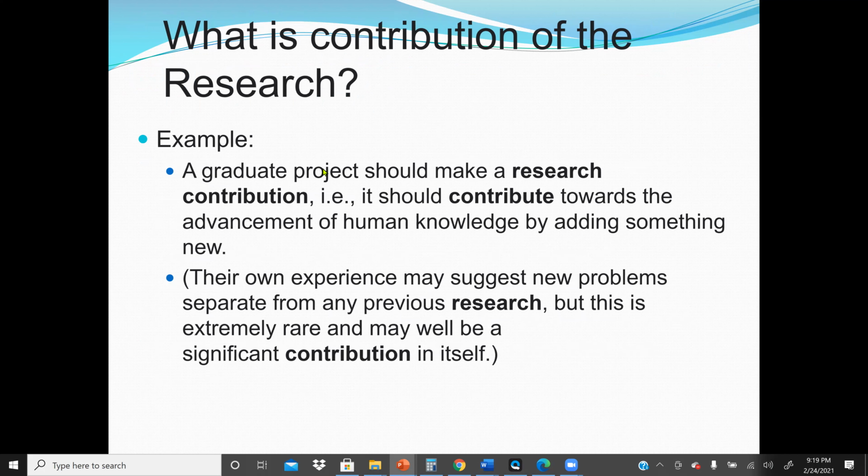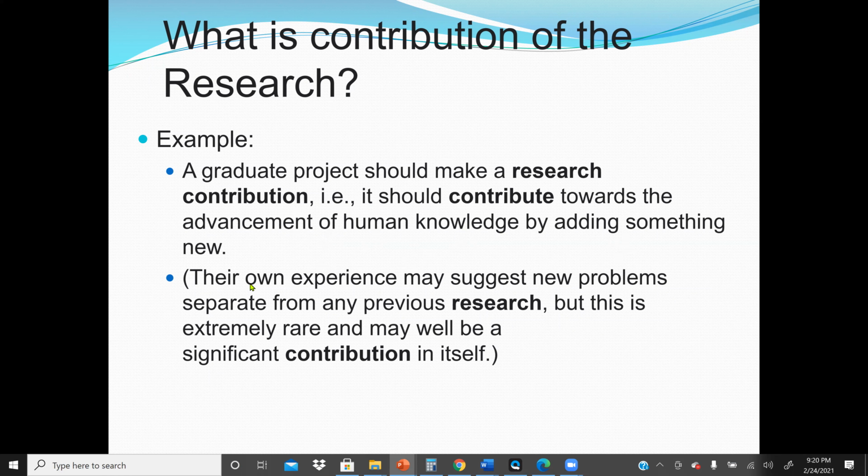So next, what is the contribution of research? Again, this course is about human-computer interaction research methods, or in general, computer science research methods. The first thing we want to know is what a contribution of research is. A contribution of research is adding new knowledge to the knowledge that we already know. For example, a graduate project should make a research contribution, which means it should contribute towards the advancement of human knowledge by adding something new.